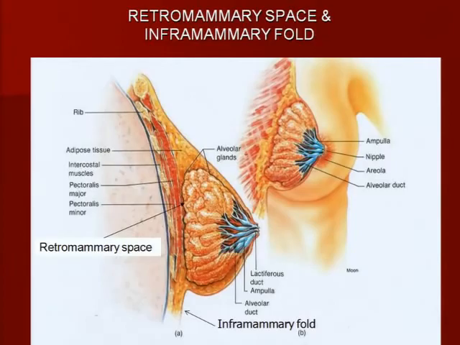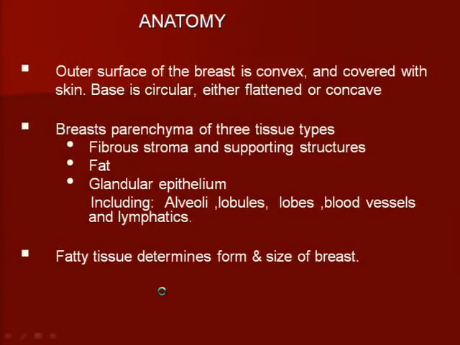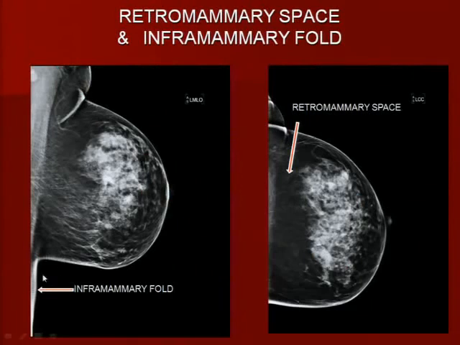The other important thing is your inframammary fold, at the bottom. Why is there an inframammary fold? Very important. It is important because for a good mediolateral oblique, you need to see the inframammary fold because you want to know that you have included the inferior most aspect of the breast, that you haven't missed any part of the breast.